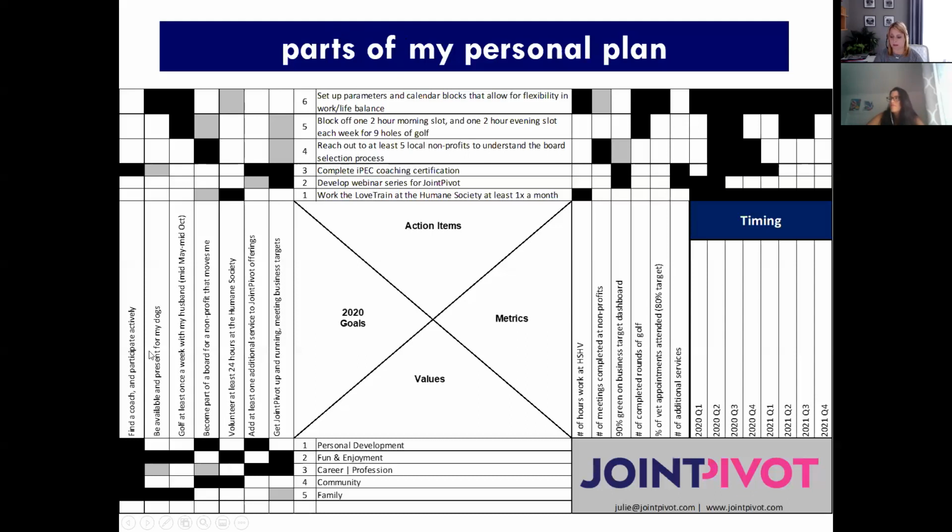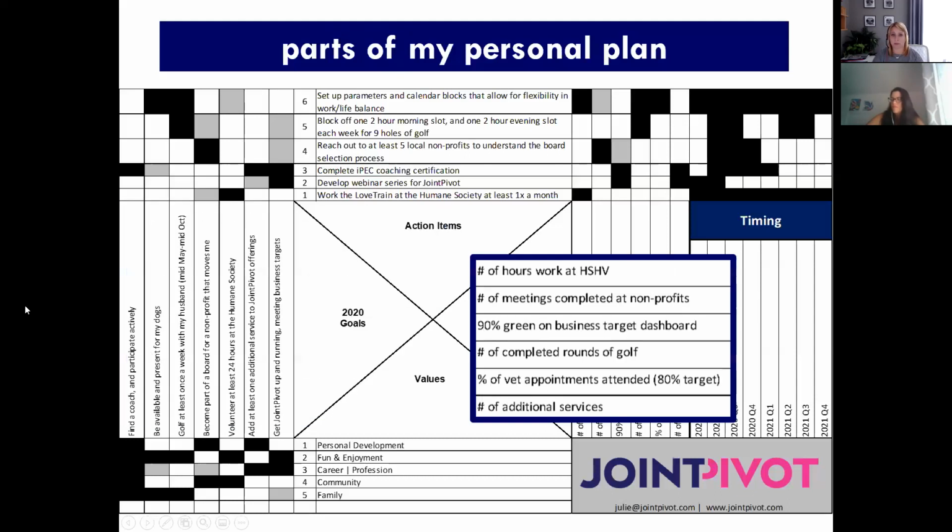Then I also looked, if I jump to here, at the different metrics that I'm monitoring. So of course, it's no surprise to many of you, I have a dashboard for my own life that includes the number of hours that I volunteered at the Humane Society, the number of meetings that I've completed with nonprofit opportunities, and the business targets that we have, 90% of which need to be at green. I also keep track of my number of golf rounds that I've completed. I have in there the number of vet appointments attended.